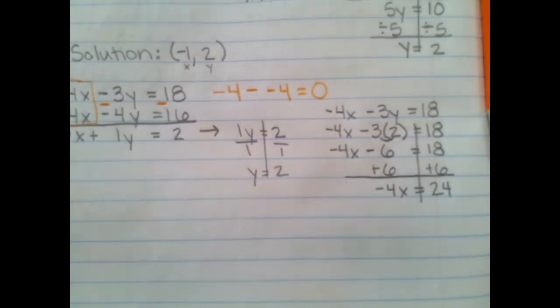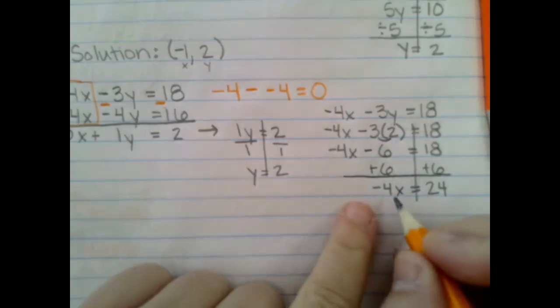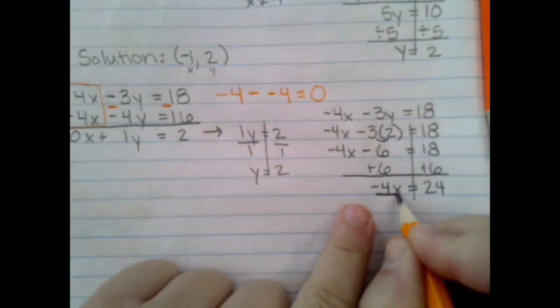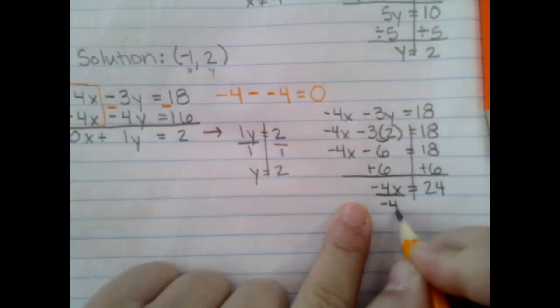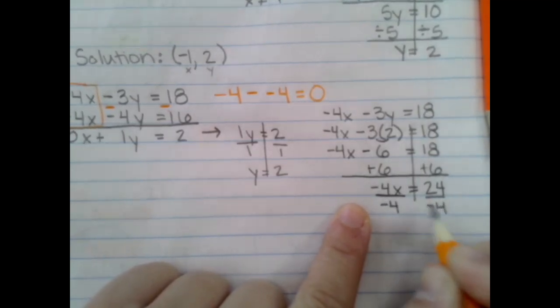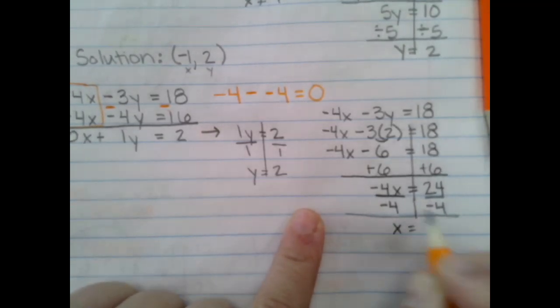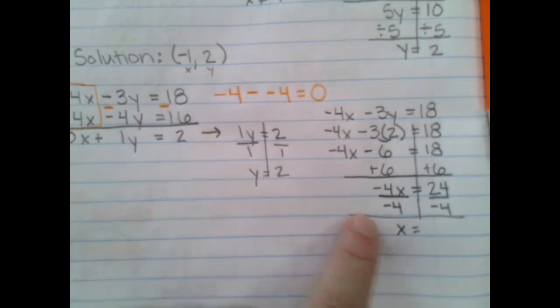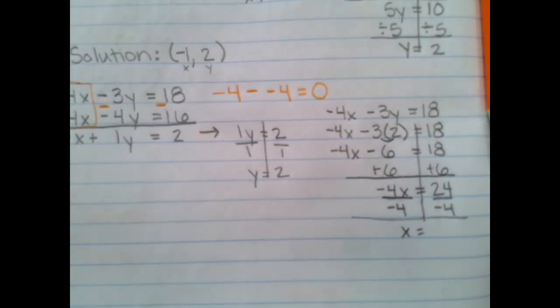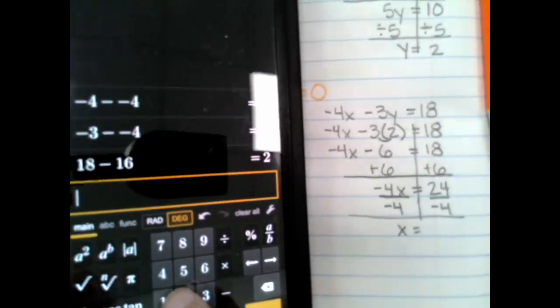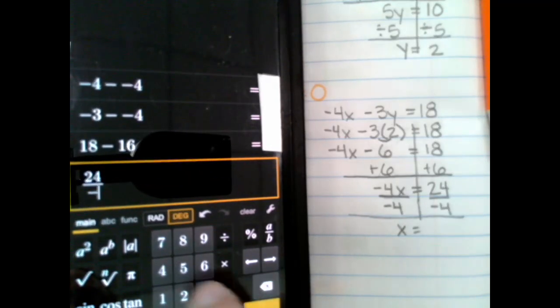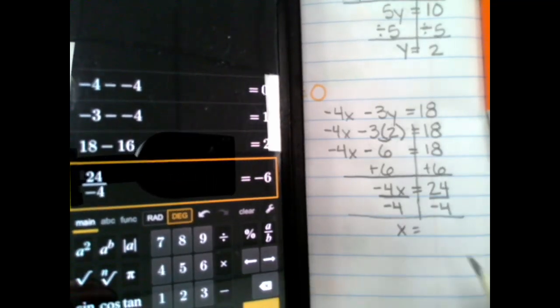All right, last step now is to undo that negative 4. Are we going to add 4, subtract 4, multiply by 4, or divide by 4? Divide by 4. Divide, good. And I said it wrong. What are we actually going to divide by? Negative 4. Negative 4, good. And again, I'm using that fraction line for division, but you can use that little line with the 2 dots. All right, 24 divided by negative 4, negative 6.